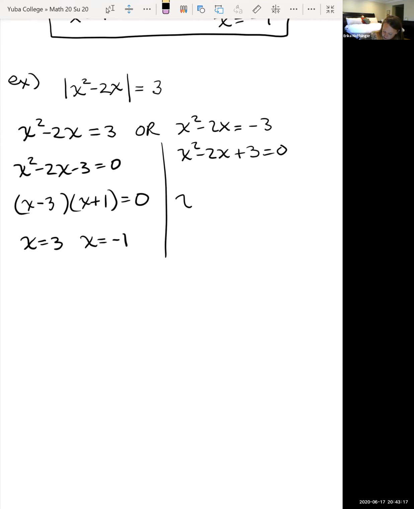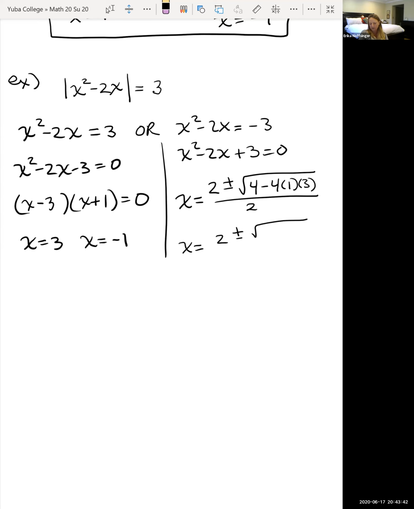So x is going to equal negative b, the negative of negative 2 is 2, plus or minus the square root of b squared, which is 4, minus 4 times a, which is 1, times c, which is 3, all over 2 times 1, which is 2. So 2 plus or minus the square root of 4, well, this is order of operations, multiplication first. 4 times 3 is 12. So 4 minus 12, that's a negative number. 4 minus 12 is negative 8, all over 2.